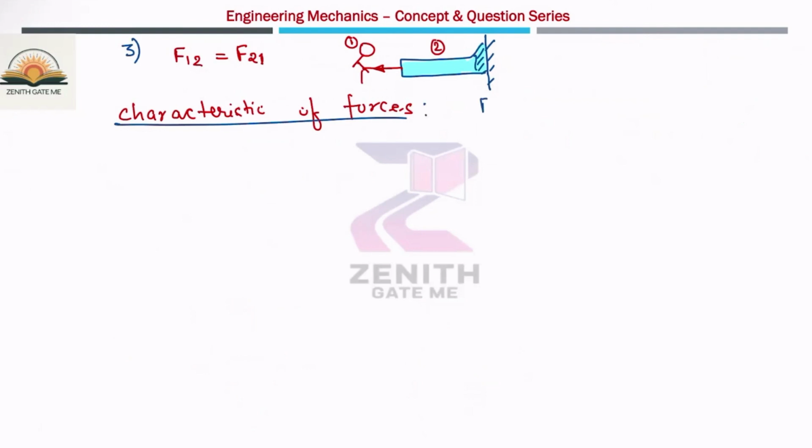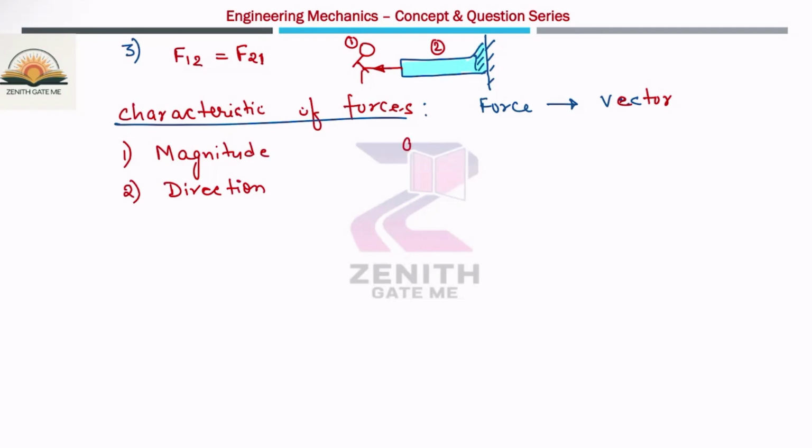As you know, the force is a vector quantity. Vector quantities are those which have a magnitude and a direction. Now, are these two characteristics sufficient to define the force completely? The answer is no. Why?